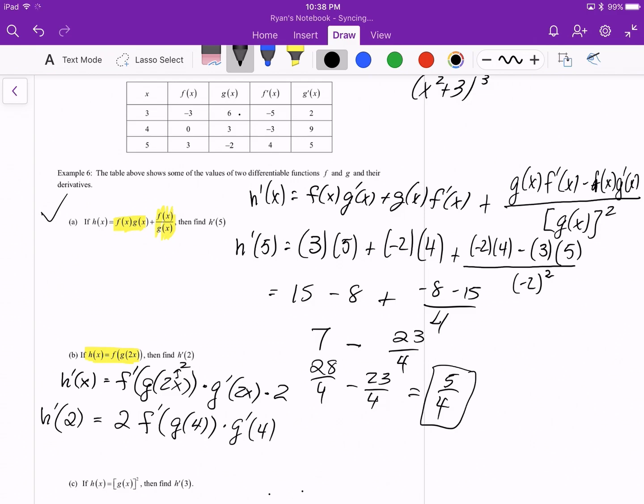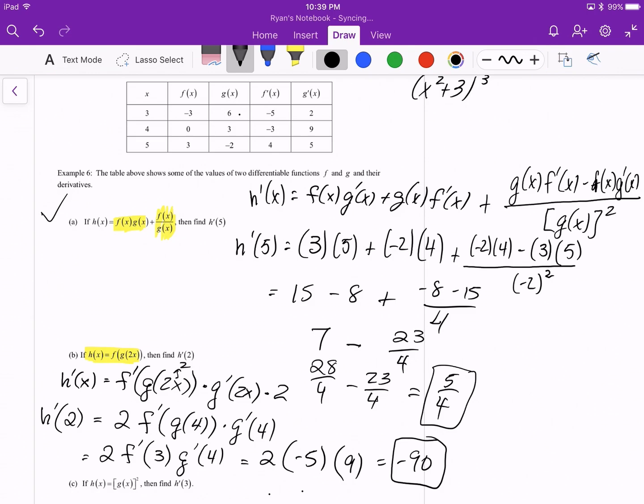Okay, so if I go to the table to find these values, this is going to be 2 times f prime of g of 4, and it says that g of 4 is 3. Multiplied by g prime of 4, and so that's going to be 2 times f prime of 3, which if I look up at the table is -5, and g prime of 4 is 9. If you multiply all of that together, then you should be getting -90. Okay, so there is example B.